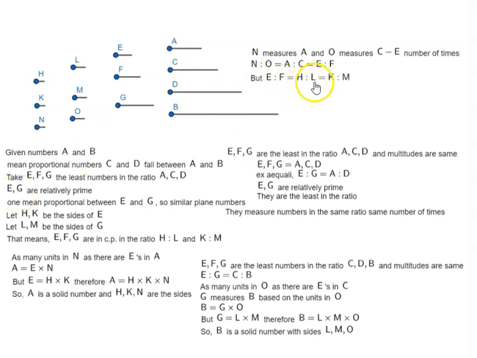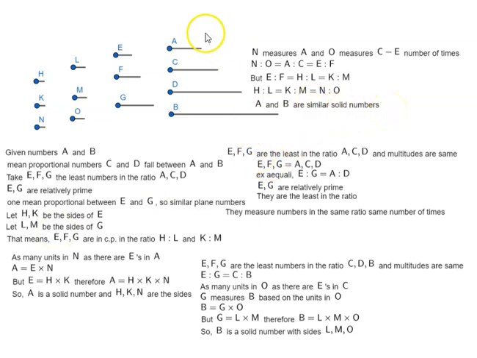But E is to F is equal to H is to L is equal to K is to M, since E, F, G are in continuous proportion in the ratio H is to L and K is to M. So H is to L is equal to K is to M is equal to N is to O. Why? Because E is to F is there here and here as well. So what does this mean? If you look at this, H, K and N are the sides of A. L, M, O are the sides of B. So which means since corresponding sides are in the same ratio, A and B are similar solid numbers.